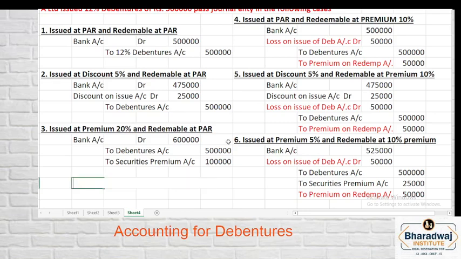Always keep it in mind, loss on issue is equal to what? Premium on redemption.